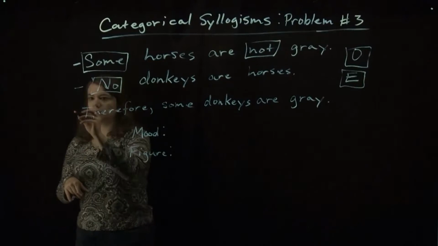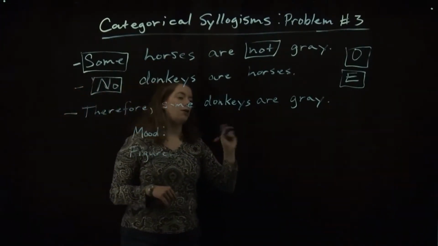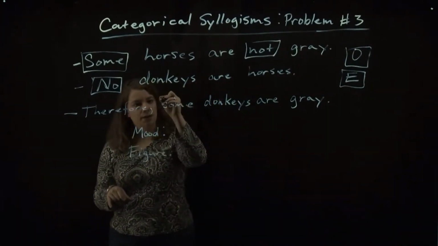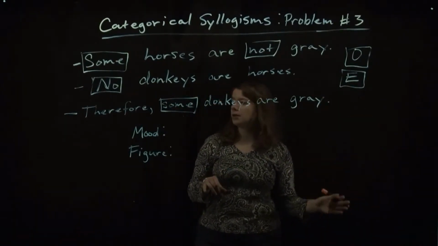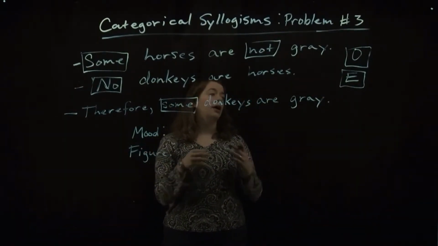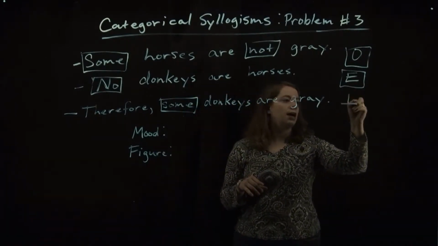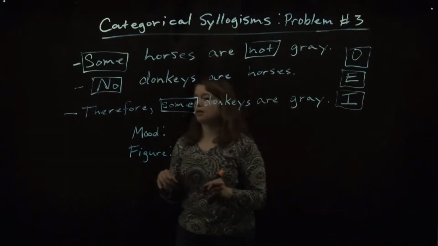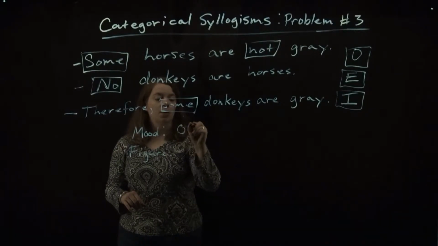And finally, with the conclusion here, we say, therefore, some donkeys are gray, right? So again, we have this quantifier of "some." There are no negations after the copula. And therefore, we know that this particular proposition is an I proposition, right? So the mood of this entire syllogism is OEI.